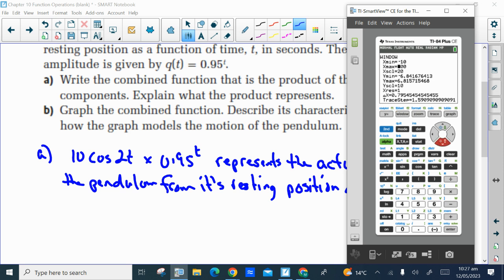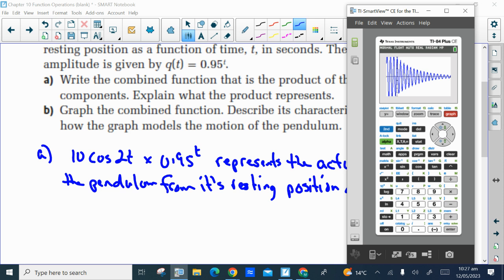I'm going to go from negative 10 to, let's just say, 50 on the x-axis. I'll change my scale to 10. And I'm going to go from negative 10 to positive 10 on the y-axis with a scale of, let's say, 2. So now when I graph it, it looks a little bit better. Right? You can clearly see that sinusoidal shape of the graph.